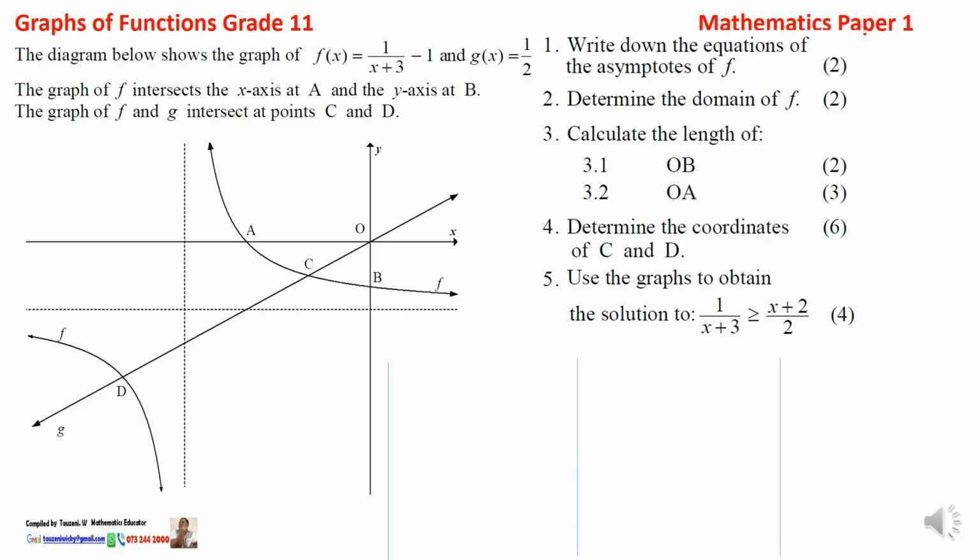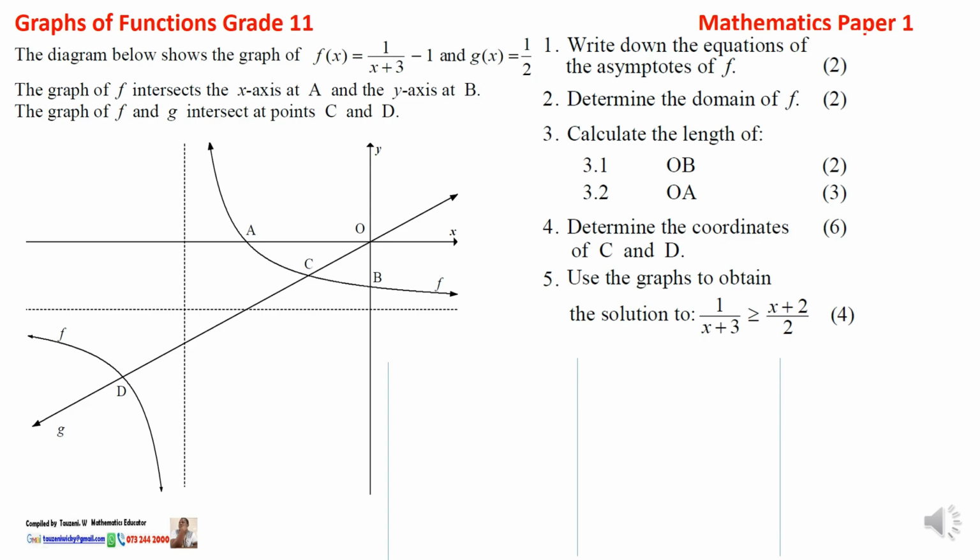f is intersecting the x-axis at A and the y-axis at B. The two graphs meet at point C and point D. And there are a couple of questions we need to answer. Number 1, write down the equations of the asymptotes of f.